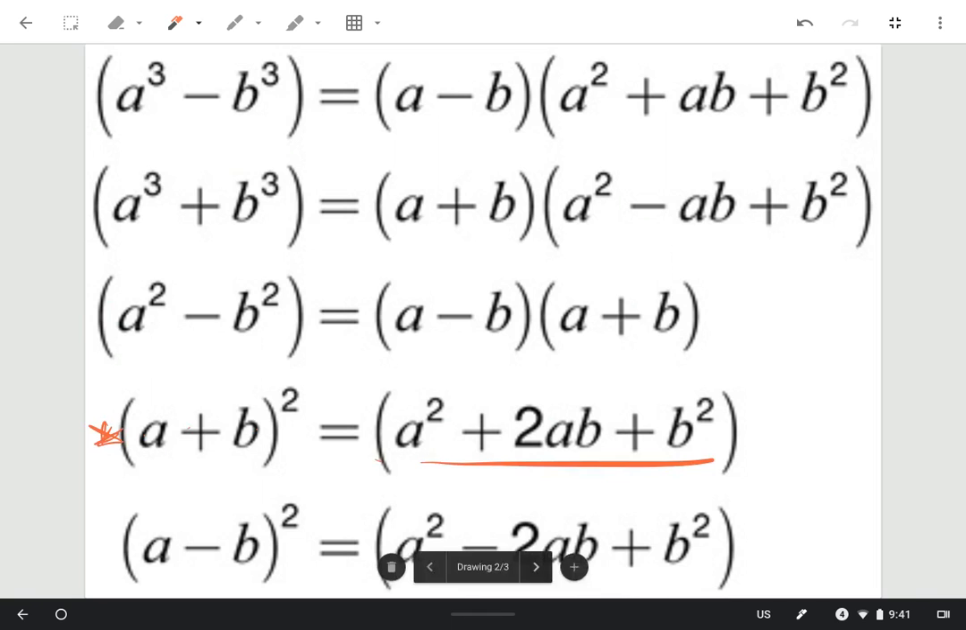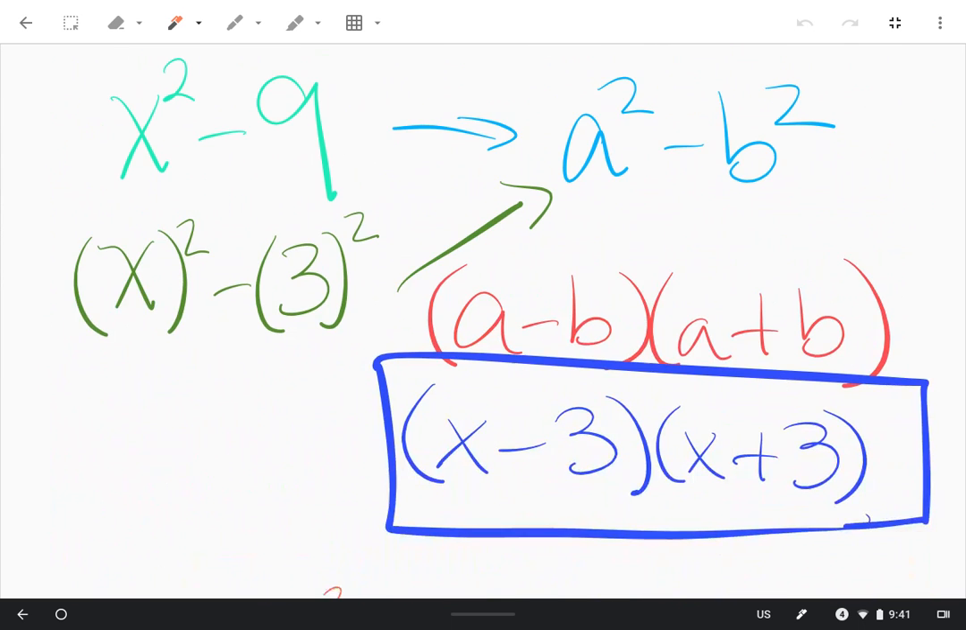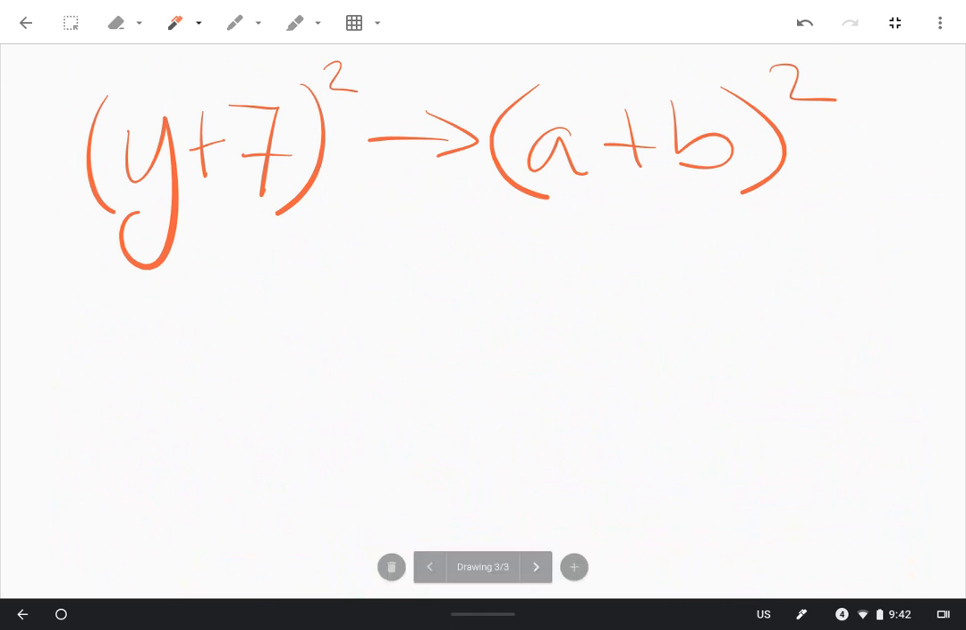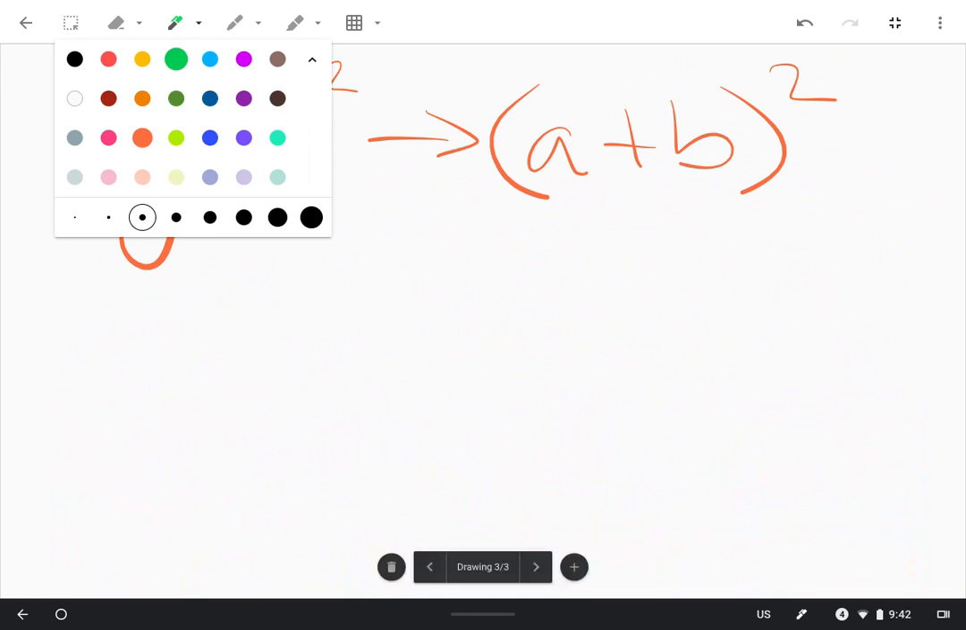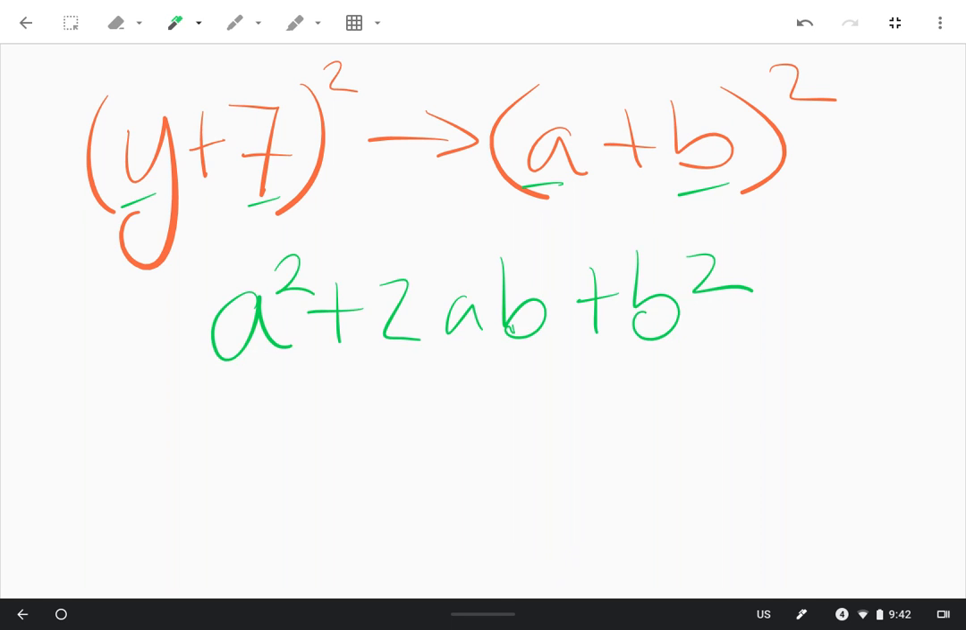So let's go back over to our other drawing. Scroll all the way down, sorry about that. Y plus 7 squared. All right, so again, we're using the a plus b squared version. And so let's look at what this is. So again, y is going to be a, and 7 is going to be b. So we're going to follow through in the pattern. So the pattern is a squared plus 2ab plus b squared.